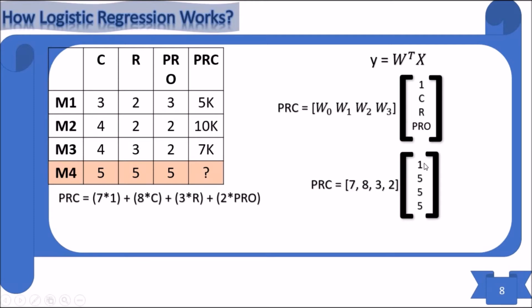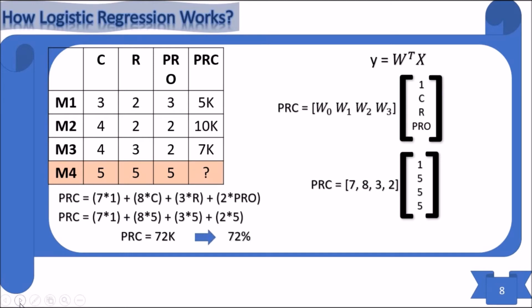This 7 into 1 plus 8 into 5 plus 3 into 5 plus 2 into Pro, that was 5. So here you will get the value 72K, and we'll convert it into a percentage, that is 72 percent. Now we will use a sigmoid activation function to fit this value between 0 and 1. If the value is above 0.5, or say 50%, then it is not in our budget, or say out of budget, else it is in our budget.